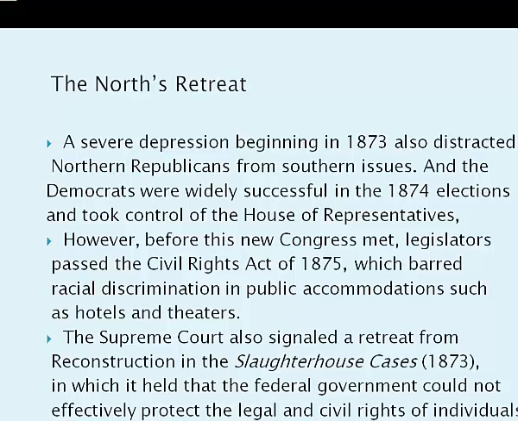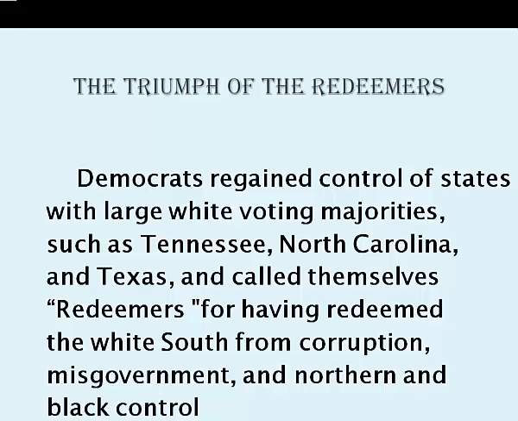The Supreme Court also signaled a retreat from Reconstruction in the Slaughterhouse case in 1873, in which it held that the federal government could not effectively protect the legal and civil rights of individuals in states, effectively mitigating the 14th Amendment. By the mid-1870s, Reconstruction was under serious assault. Democrats regained control of the states with large white voting majorities, in Tennessee and North Carolina and Texas, and they called themselves redeemers because they had redeemed the white South from corruption and misgovernment and Northern and black control.